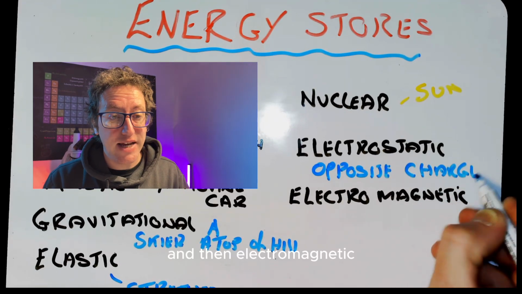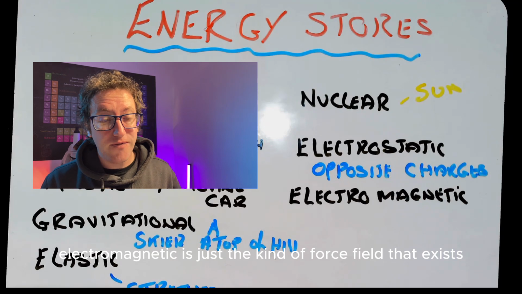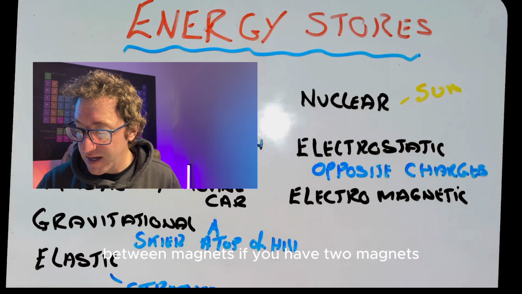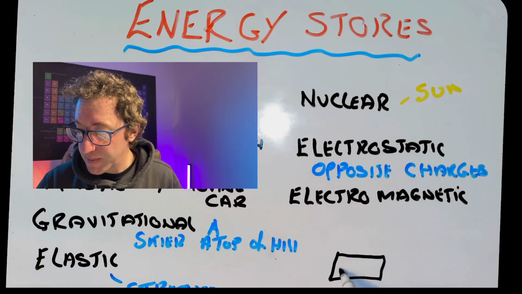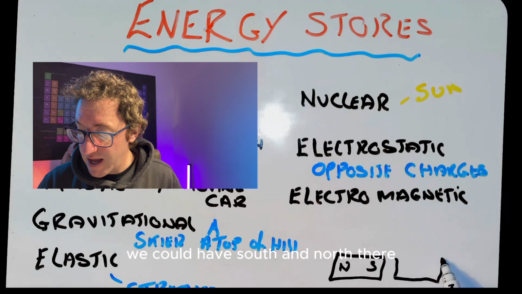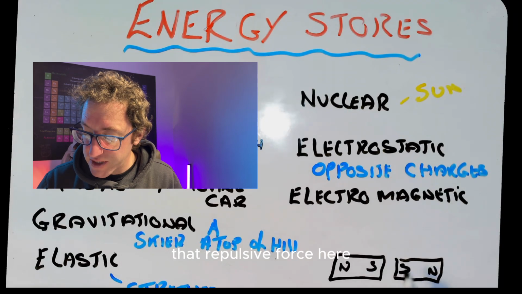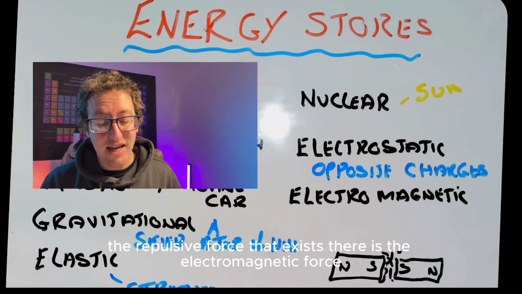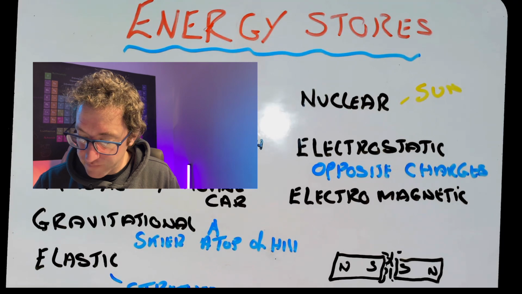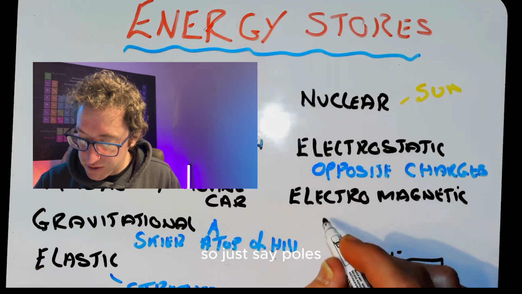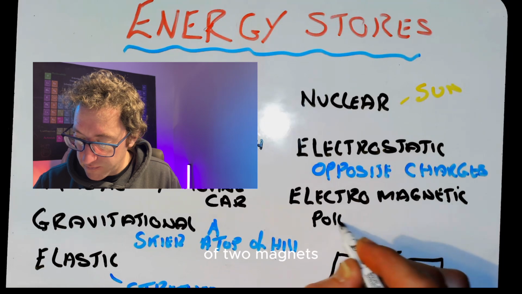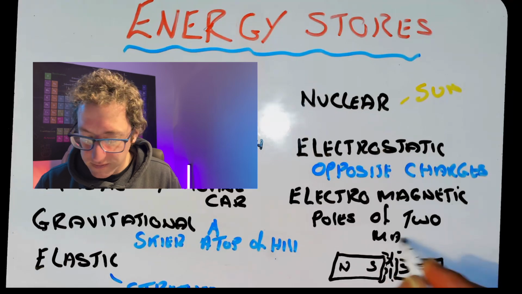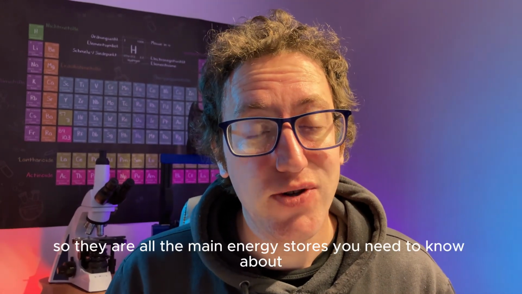And then electromagnetic. Electromagnetic is just the kind of force field that exists between magnets. If you have two magnets, north and south, the repulsive force that exists there is the electromagnetic force. So we'll just say poles of two magnets. So they are all the main energy stores that you need to know about.